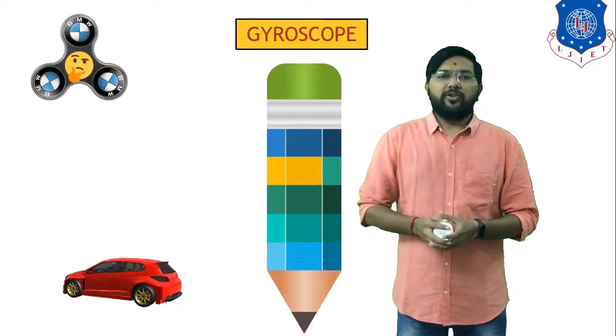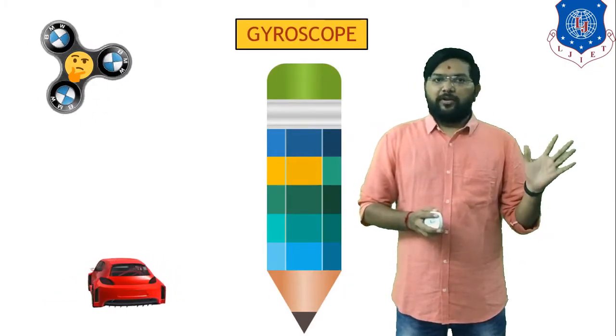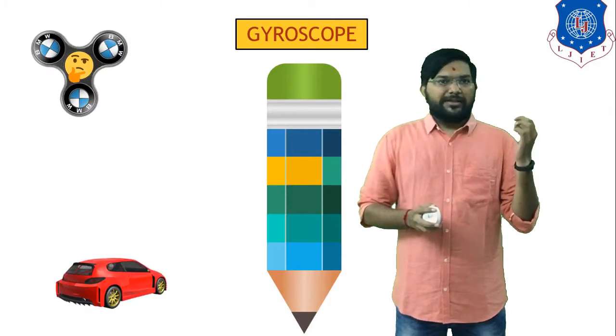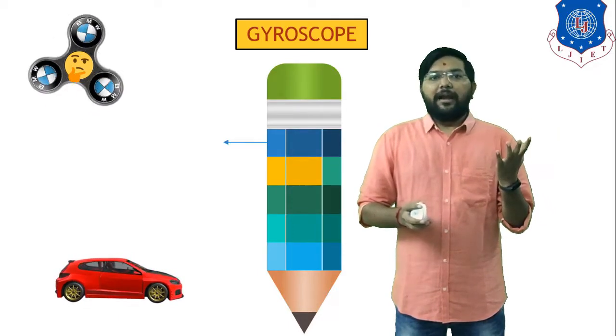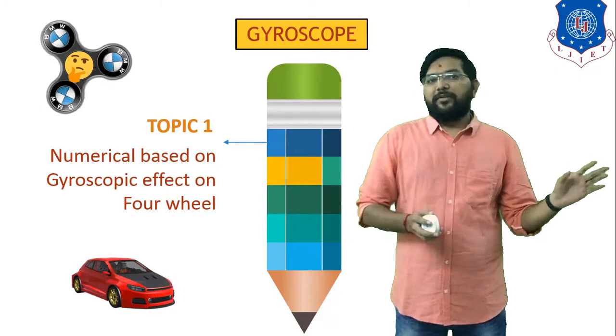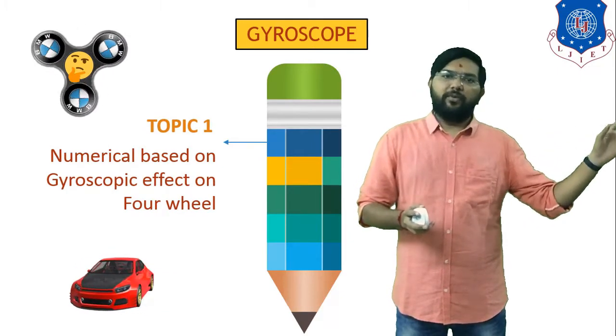Okay. So in the last session we discussed the gyroscopic effect in a four-wheeler. Clear? In today's session we start some numericals based on the gyroscopic effect. Now you all know the function and the application of a gyroscope, and we already derived the equation for the gyroscopic effect in a four-wheeler.